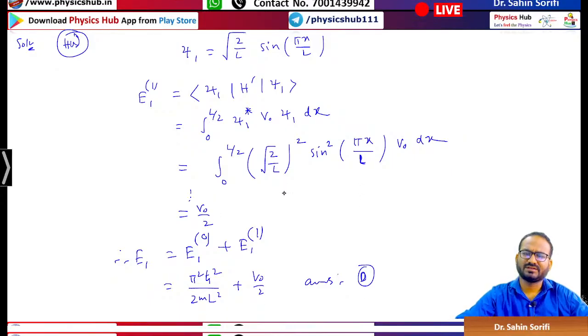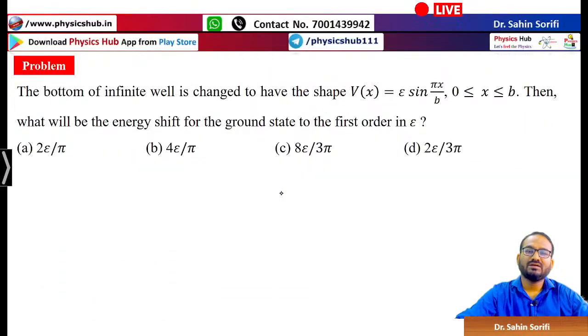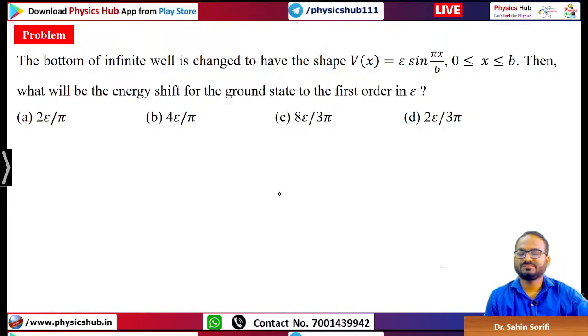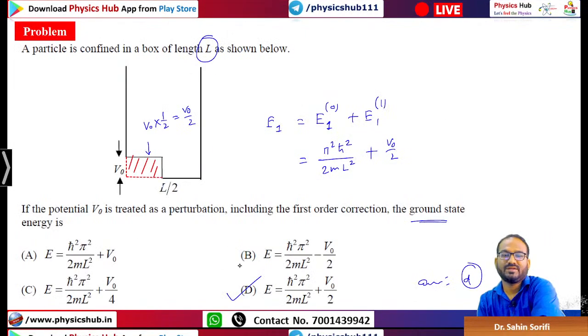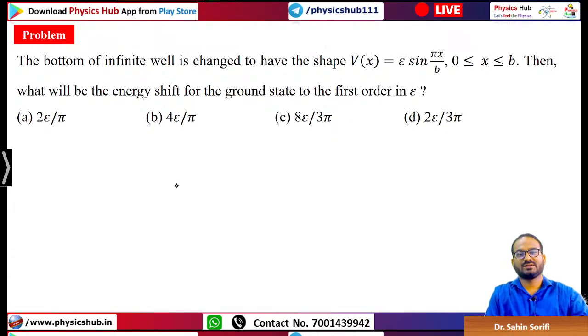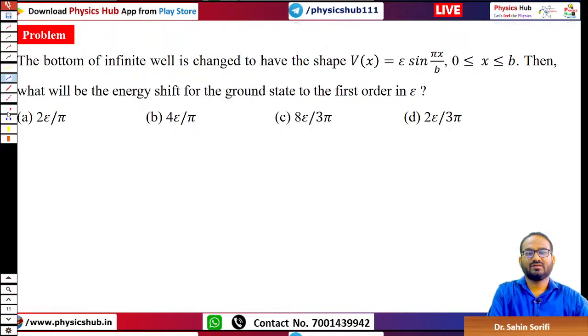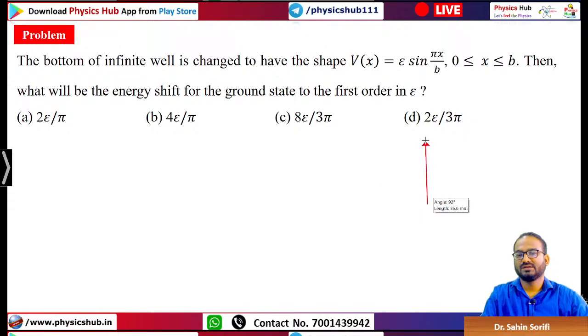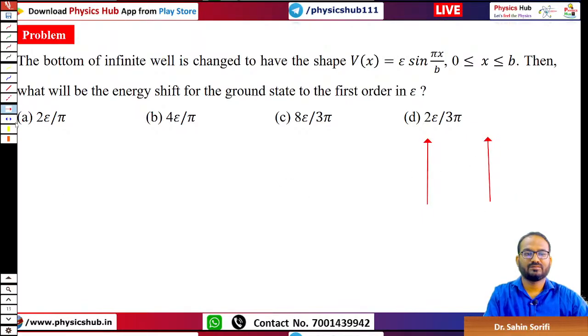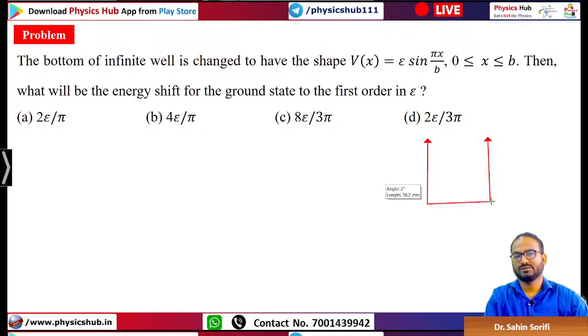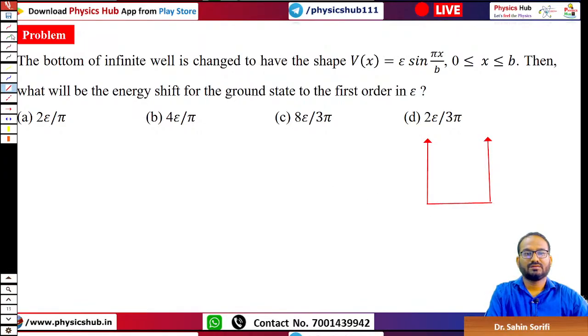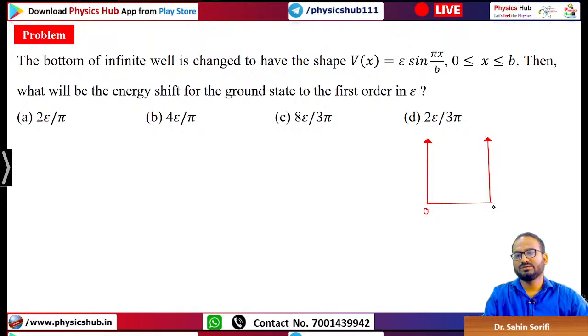Actually, we have done this integration before. Now for this one, look, this will be applied when your constant kind of potential is applied, like this. But if you are given a sinusoidal potential, then you have to calculate actually. Here what is applied? You have this particle in a box, infinite potential box, 0 to B.